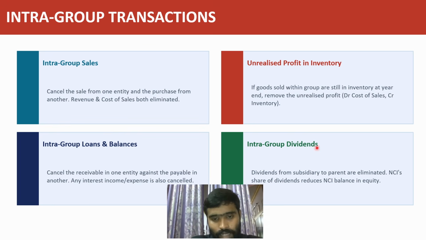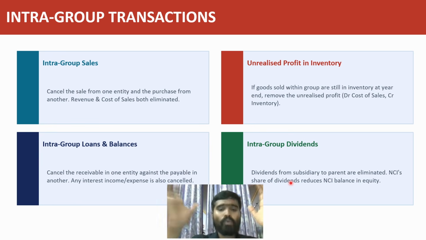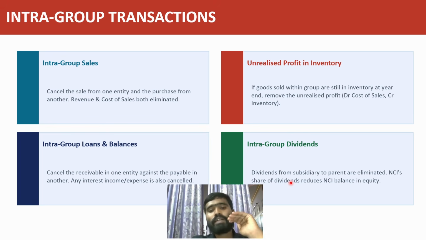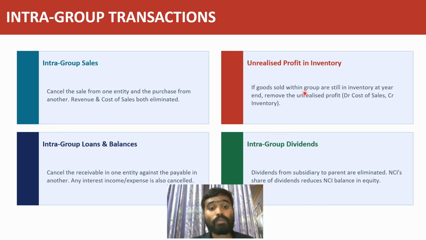Then intra-group dividend. If the subsidiary is paying dividend to the parent, when the balance sheets are merged, the dividend has to be removed. But NCI's dividend will be shown in our statements. Then unrealized profit in inventory. If the parent has sold goods to the subsidiary at a profit and the subsidiary has not sold those goods, that means the goods are in inventory. Whenever we are valuing inventory, we will value at cost. So that profit has to be removed.